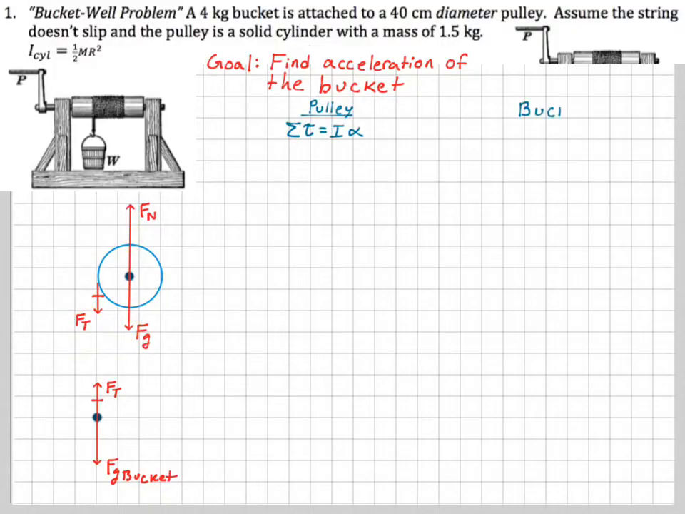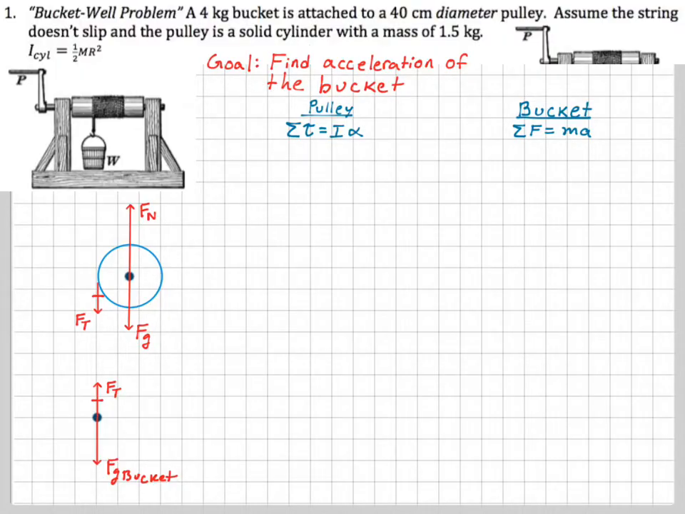For the pulley, we are going to be applying net torque equals I alpha because the pulley will be rotating. And for the bucket, we will be applying net force equals ma because it will be translating, moving in a translational motion.